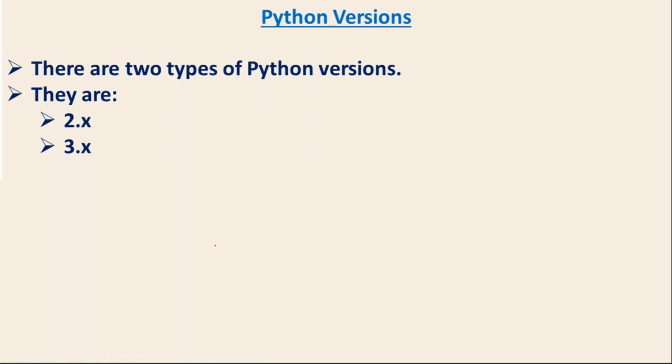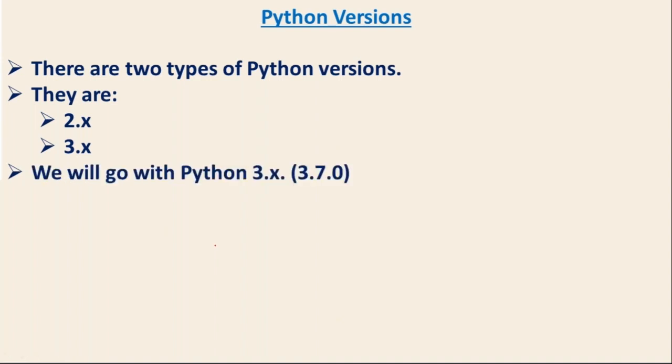Anyway, one more thing you have to remember: after 2020, there will be no further new development with 2.x. So definitely after 2020, all of the organizations are going to move to 3.x. And again in 3.x you have 3.4, 5, 6 and 7. Now the latest version of 3.x is 3.7.x.